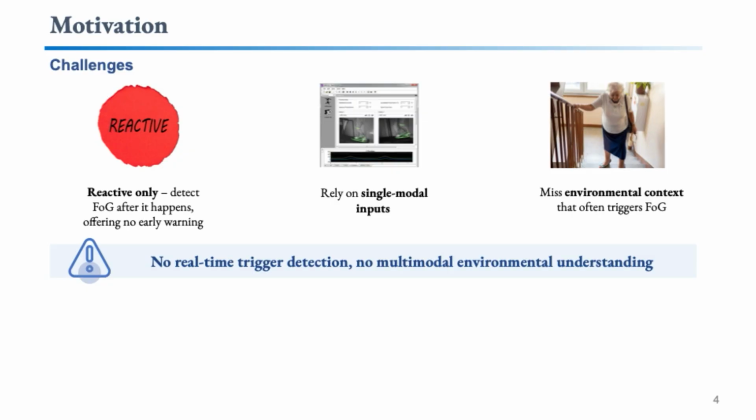First, all existing solutions are reactive. They only detect freezing episodes after it's already happening. Also, current systems often rely on single modality inputs like vision-based models. We have IMU sensor-based models, but we do not have multi-modality inputs, so we can miss the rich environmental context that often triggers FOG. So here's our problem. We have no proactive solutions, and there's no current system that can look at the patient's surroundings and say, hey, be careful, there's a trigger ahead and you may experience a freezing in a minute.